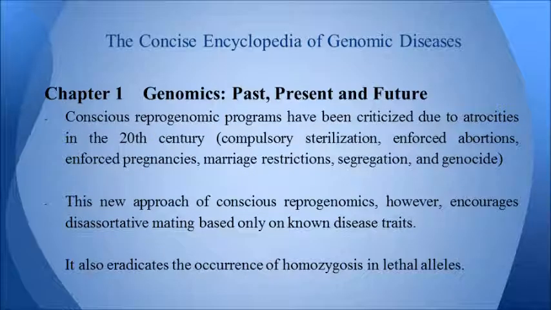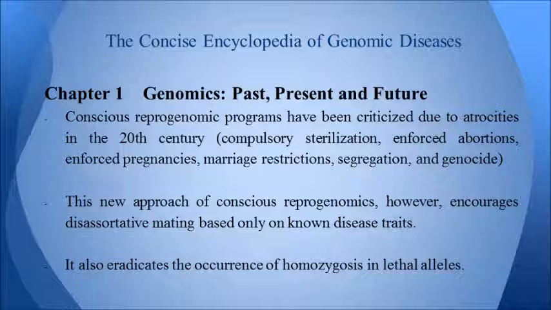The next 2 slides describe a concept that is highly encouraged by this book: conscious reprogenomic programs. These have been targets of criticism due to certain atrocities in the 20th century, such as compulsory sterilization, enforced abortions, enforced pregnancies, marriage restrictions, and the like. Unlike the 20th century approach, according to which marriage restrictions were based on race, this new approach of conscious reprogenomics encourages dissociative mating based only on known disease traits. It also eradicates the occurrence of homozygosis in lethal alleles.